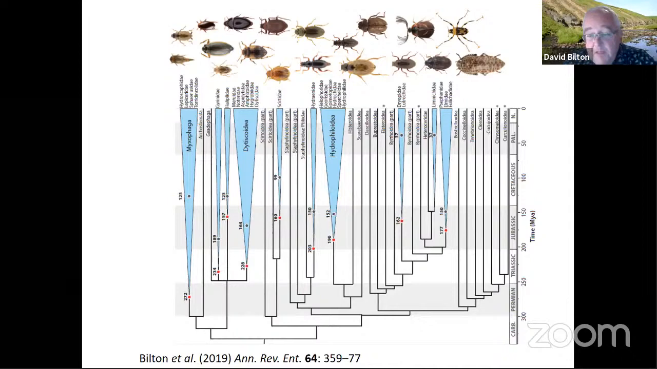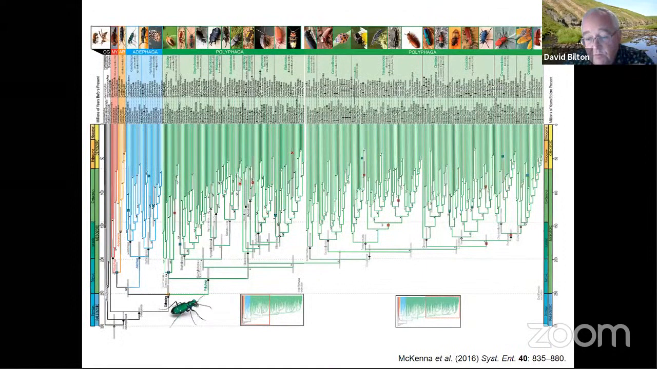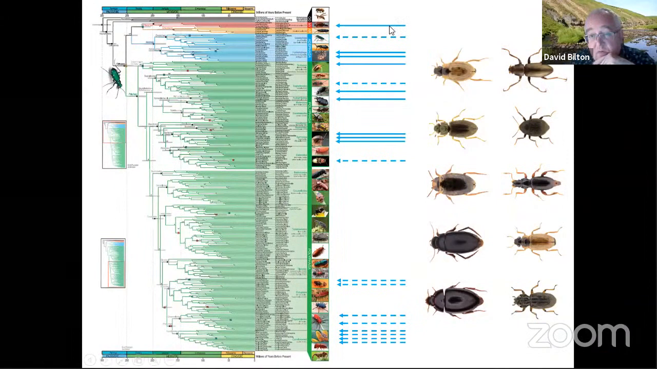So this phylogeny from our summary paper focusing on the water beetles very much simplified and reduced the diversity of other beetles. If we take instead one of the most recent evolutionary trees that attempts to include all the major lineages of beetle at family level, this one from McKenna and colleagues in 2016, and we look at where water beetles are situated, we again get the same pattern: the major lineages of water beetles that are primarily aquatic, which I've indicated here with these solid blue lines, are scattered across the evolutionary radiation of these groups of beetles.